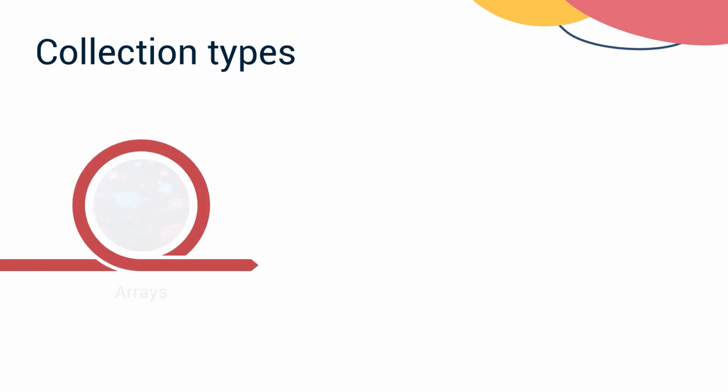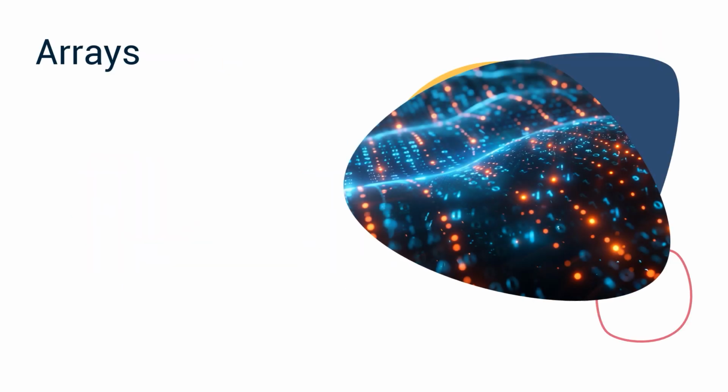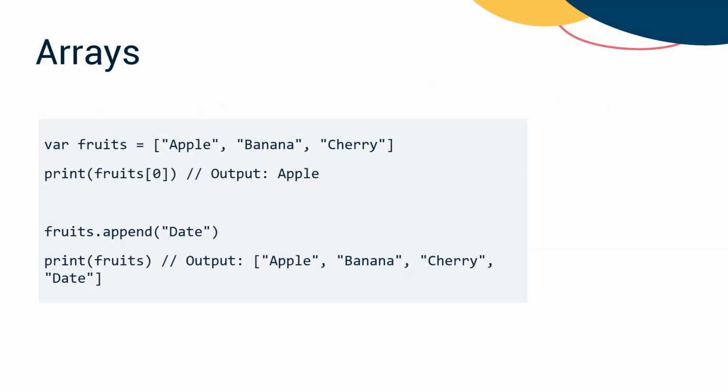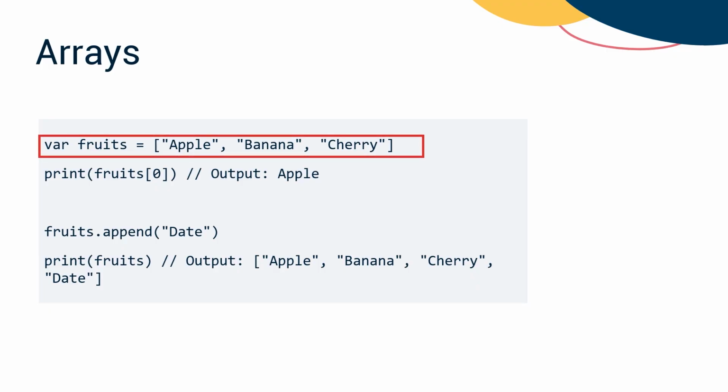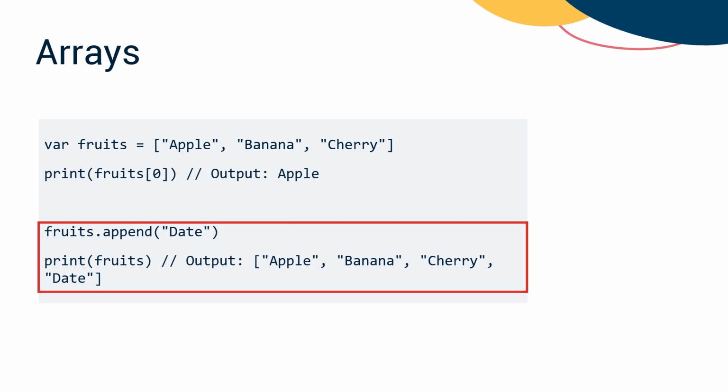Next, Swift offers three primary types of collections: arrays, sets, and dictionaries. First, arrays refer to ordered collections of the same type of values, and their indices start at 0. Let's explore an example for creating and accessing arrays. This line of the code snippet creates an array named fruits, containing three elements: apple, banana, and cherry. The highlighted code snippet accesses the first element of the fruits array and prints it. The resulting output will be apple. Now, add elements to an array.